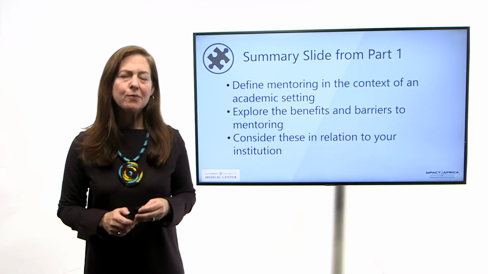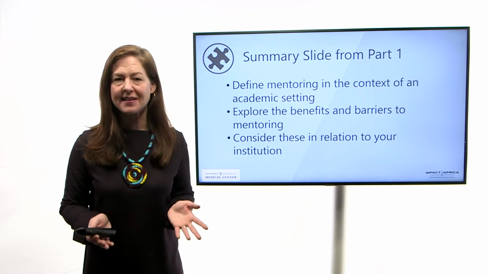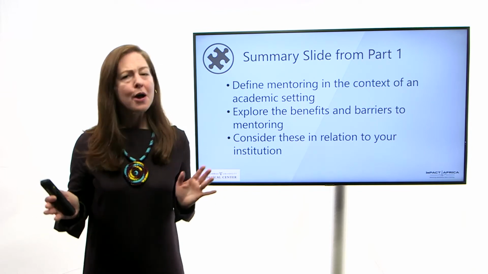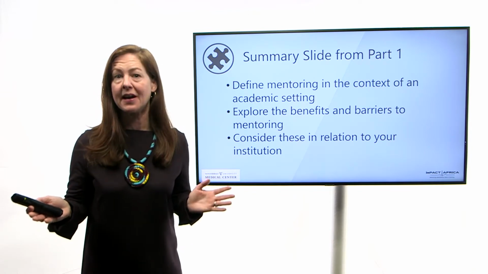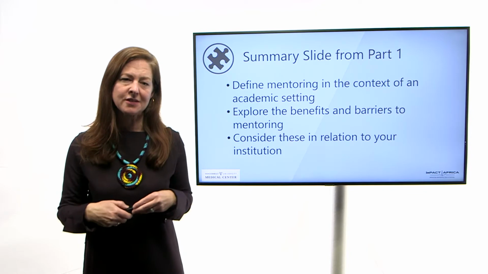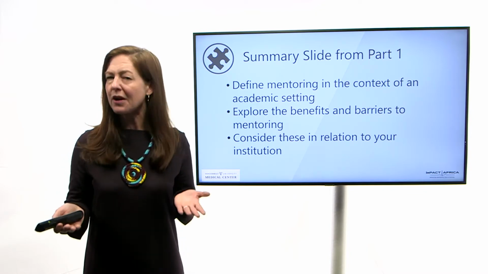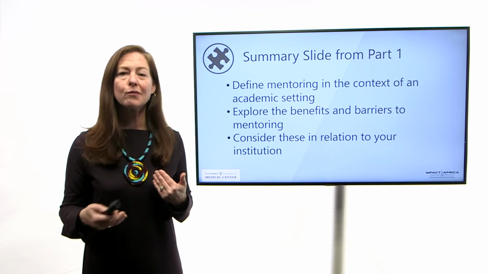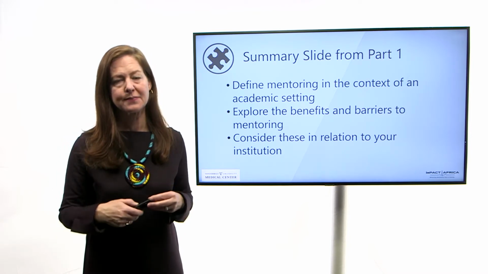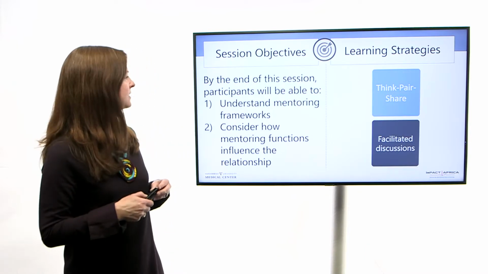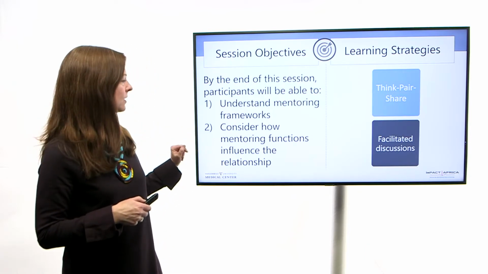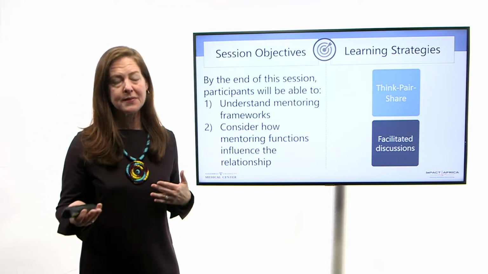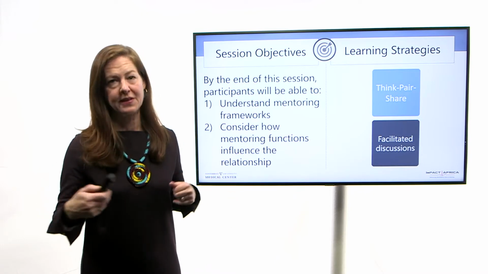In part 1, we defined mentorship in the context of academic setting, recognizing that there isn't consensus in the field, but there are common threads we can identify and things we can glean from different definitions. We explored the benefits but also the barriers to mentoring, and I asked you to consider these in relation to your own institution. Today, we'll be focusing on understanding mentoring frameworks and considering how mentoring functions influence the relationship, either for the positive or for the negative.